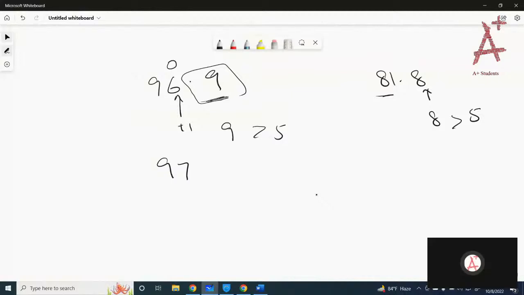That means you have to round up. Round up means just add 1 to the digit that is at the ones place. So 81 plus 1 is 82. So 81.8 is rounded off to 82. Very good. It is 82. Got it?